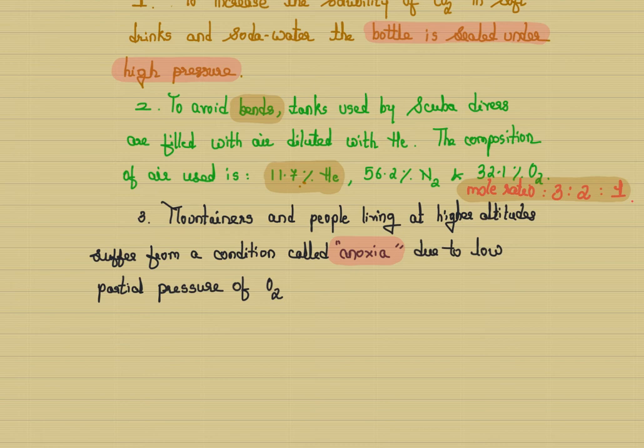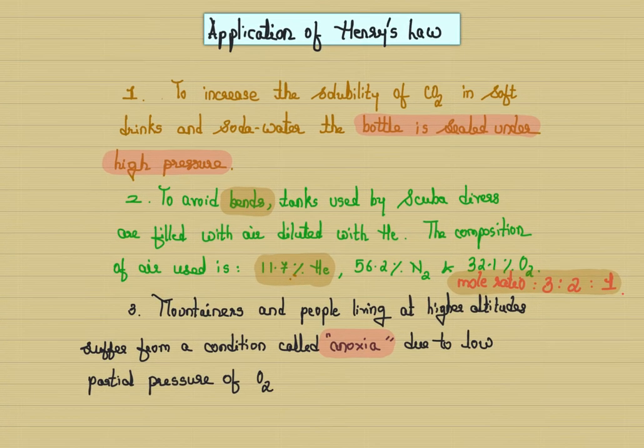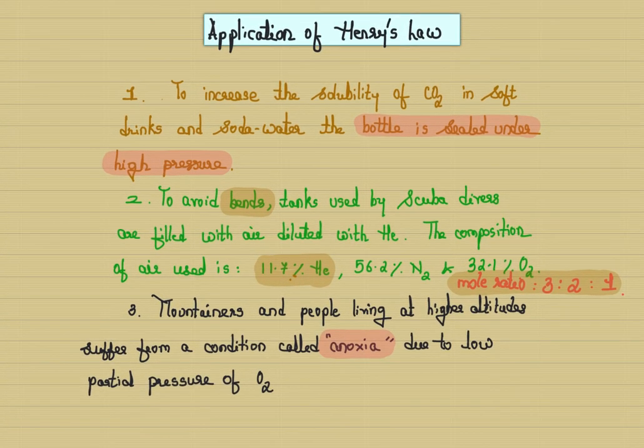So people living at higher altitudes would suffer from anoxia. To avoid this, mountaineers and people living at higher altitudes are supplemented with oxygen cylinders, and the higher pressure of oxygen would ensure that there is enough oxygen in the blood. So these are 3 important applications of Henry's law.